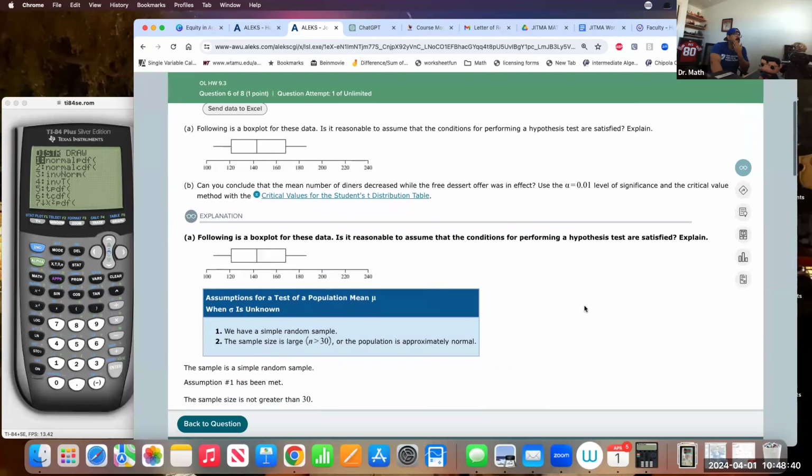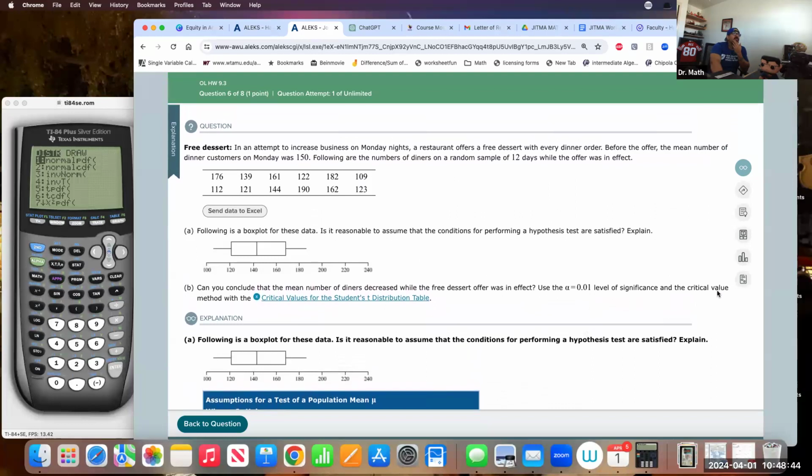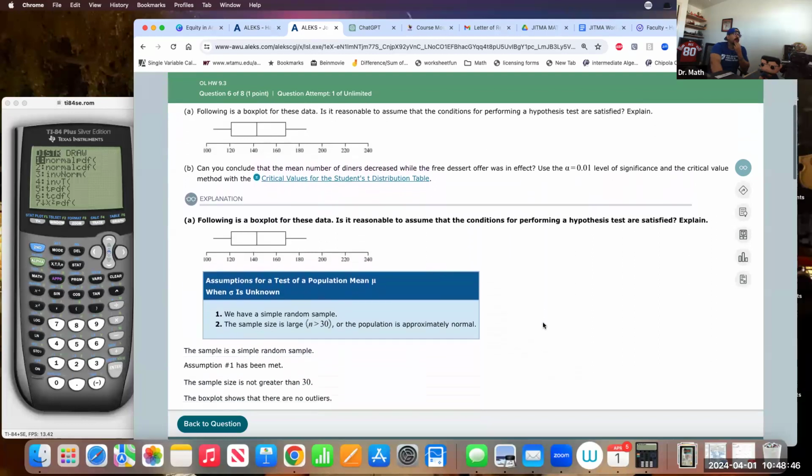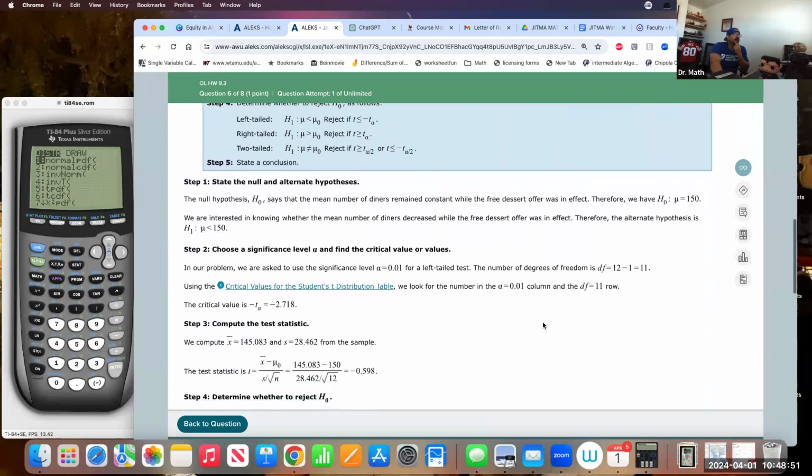So you could see right away. And what do they want us to do? They want us to use a critical value method. All right, so we see that those conditions were met because we wanted to see if there's a decrease in customers. That's why your alternate hypothesis was mu is less than 150. And then of course our null hypothesis says there's no change. The average is still 150 while this dessert offer was in effect.